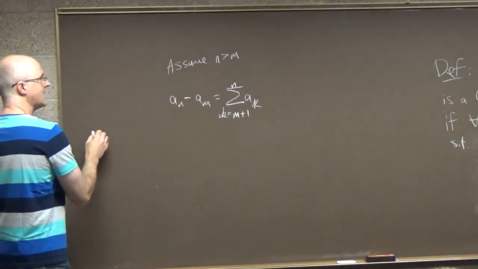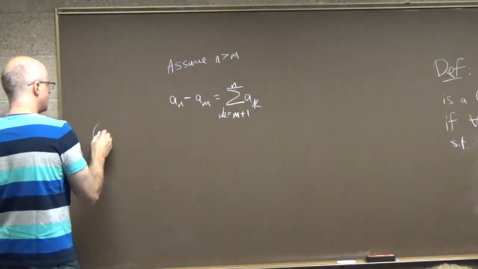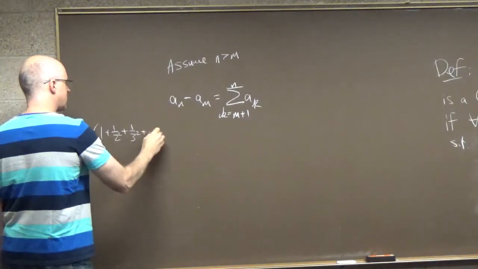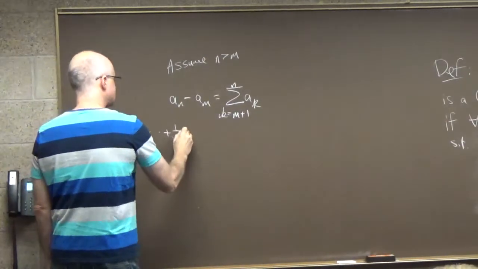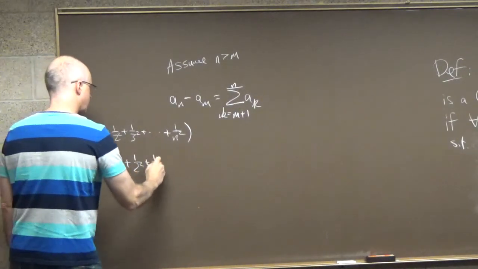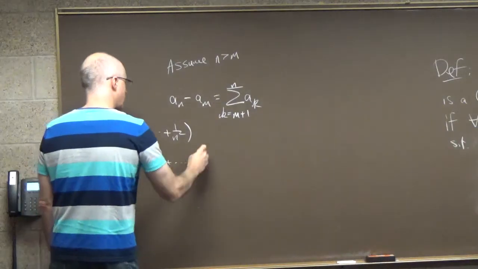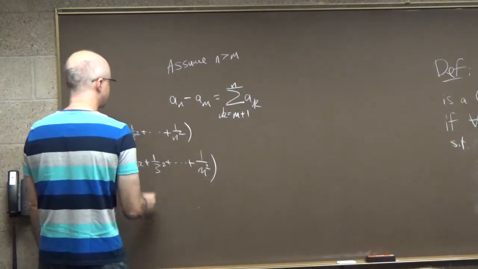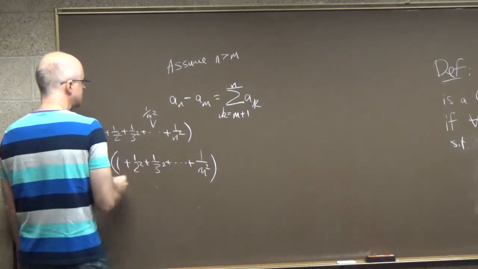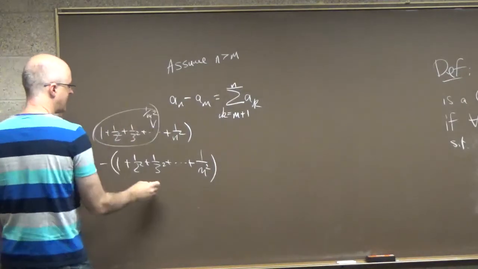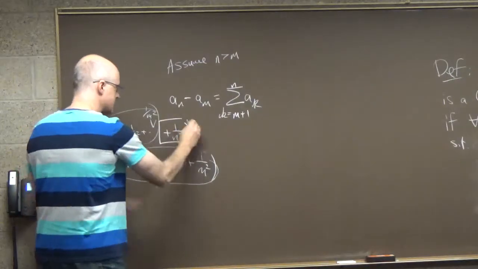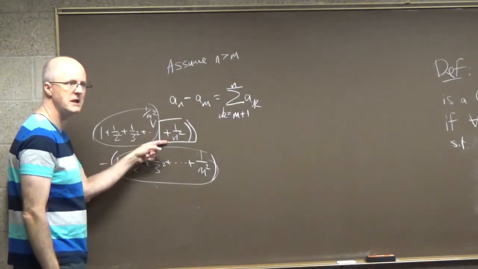Why? Well, because if you write it out, it's 1 plus 1/2 squared plus 1/3 squared, etc., plus 1 over n squared minus 1 plus 1 over 2 squared plus 1 over 3 squared, etc., plus 1 over m squared. And I'm assuming n is bigger than m, so somewhere back in this summation, there was a 1 over m squared in there. So everything up to that point cancels with everything down there, and you're left with whatever is left over, which would start with 1 over m plus 1 squared.